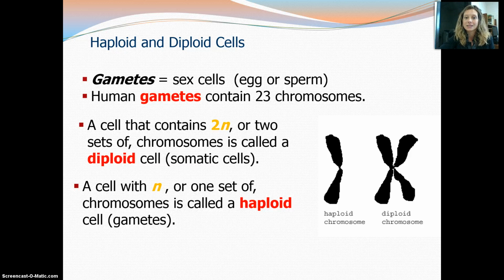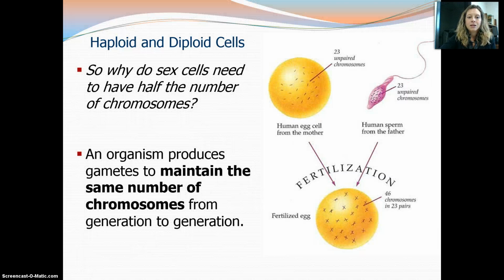Diploid means 46. Haploid means 23, or half the number of chromosomes. I always think like haploid sounds like half. So haploids have half, one set. Okay, so why in the world then do sex cells need to be so different? Why do they need to have half the number of chromosomes?